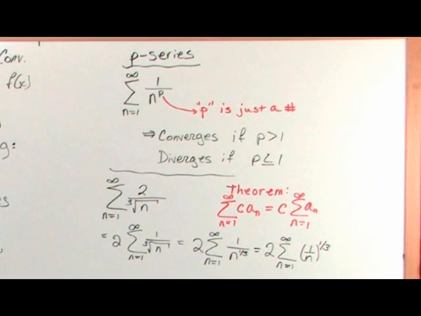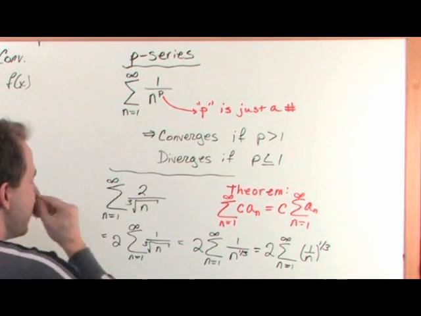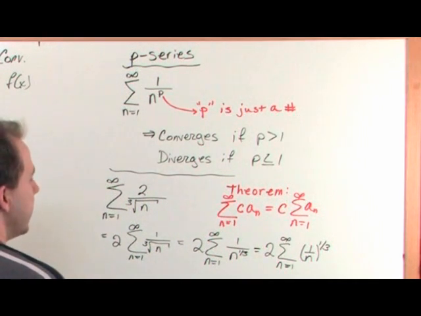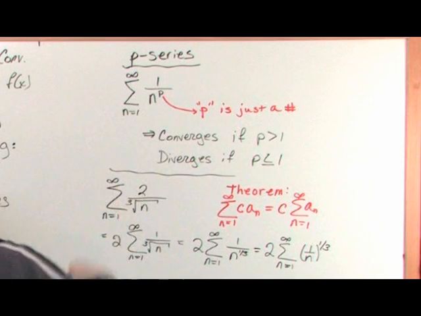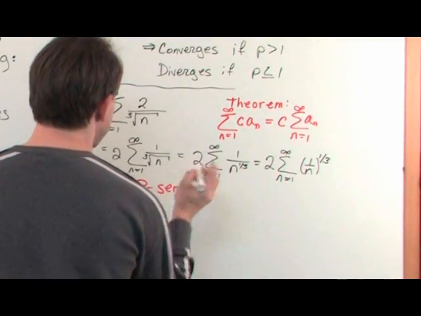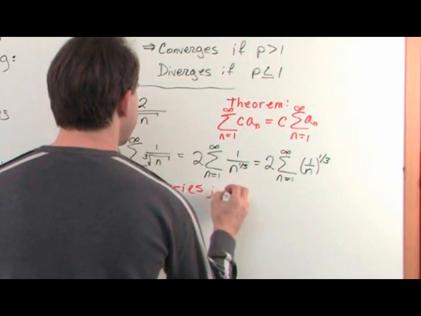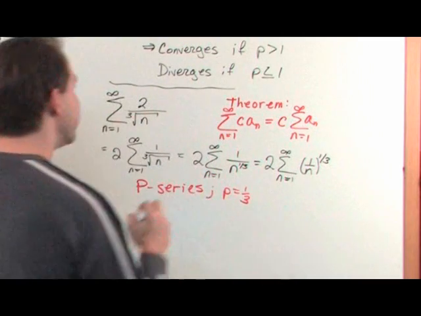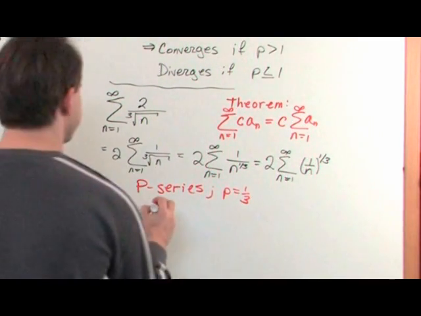Now compare this guy here to the p series that we just looked at. That is a p series. You can look at this version if it makes more sense to you: 1 over n to the 1/3, 1 over n to the p power. Now in this case, we know that this is a p series. So this is what I would write on my paper: p series, and I would put p is equal to 1/3. And since p is less than or equal to 1, this diverges.